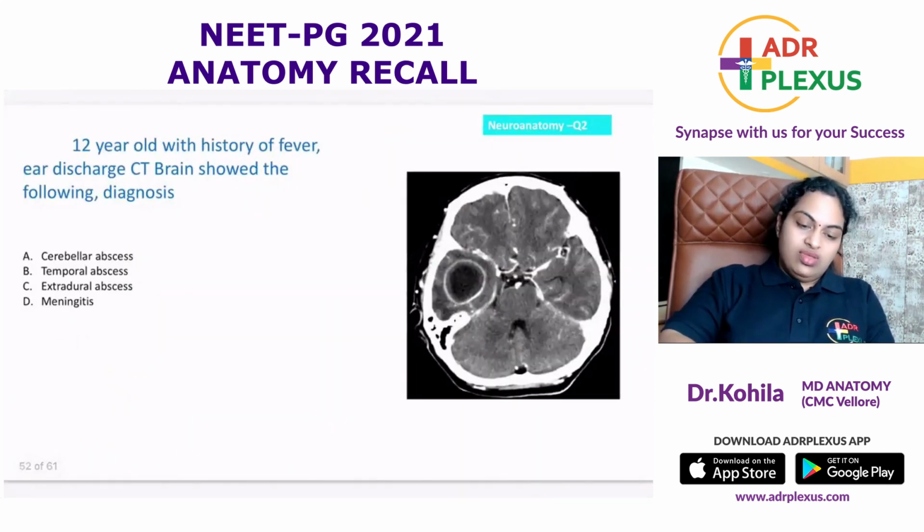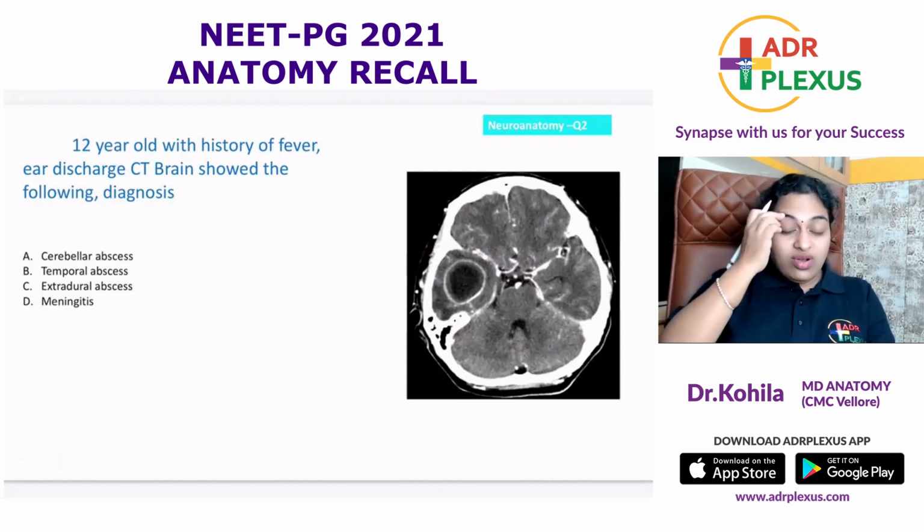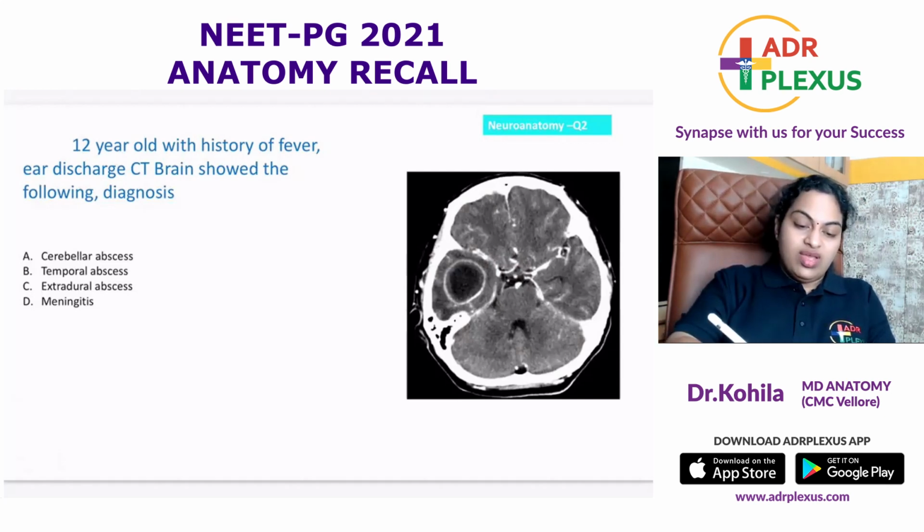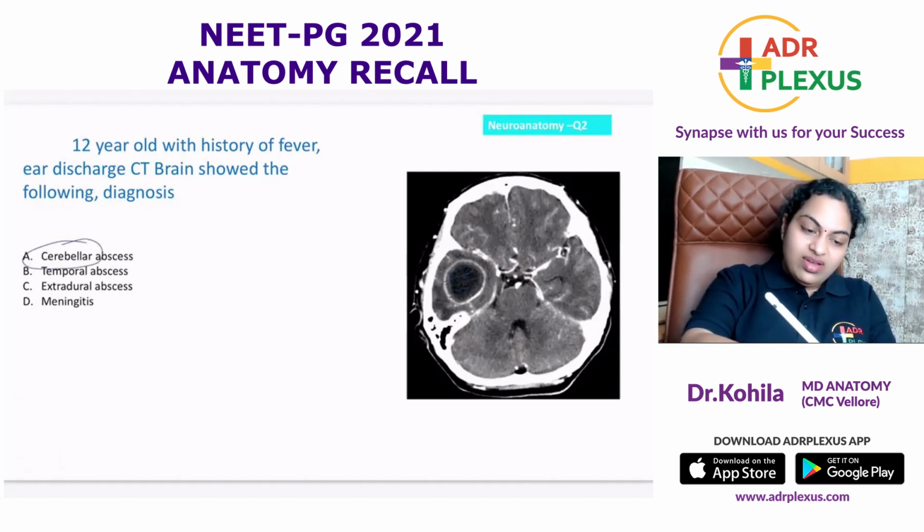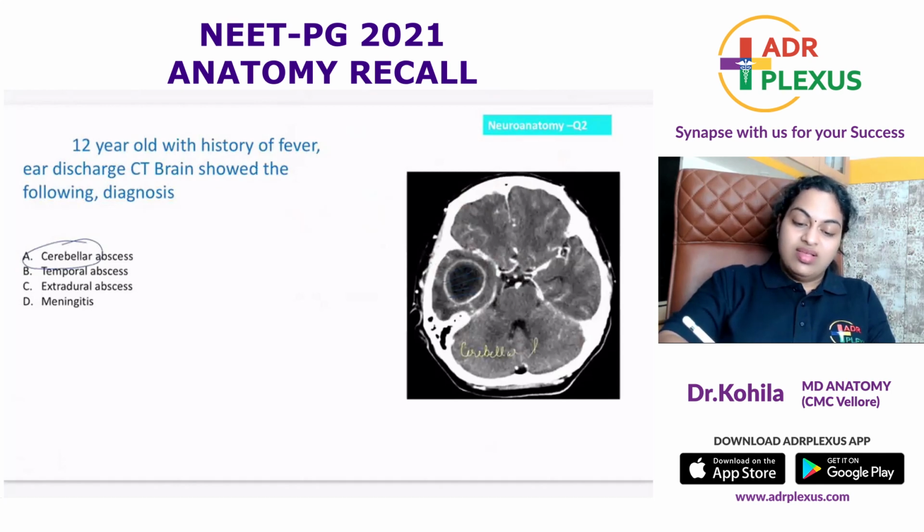Okay. So this 12-year-old with history of fever, ear discharge, CT brain shows the following. What is the diagnosis? So you see an abnormality here. So it's not your cerebellum. So this image you can identify. I'll take a different color. Okay. So here these are your cerebellar hemispheres, right?